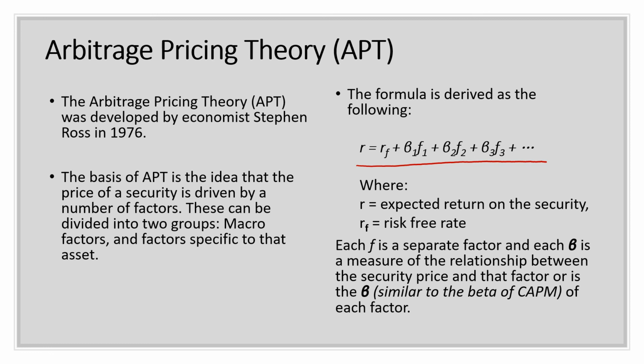You can see there are multi-factors that can be included in this formula. This model is based on the idea that an asset return can be predicted using the linear relationship between the asset's expected return and a number of macroeconomic variables that capture systematic risk.